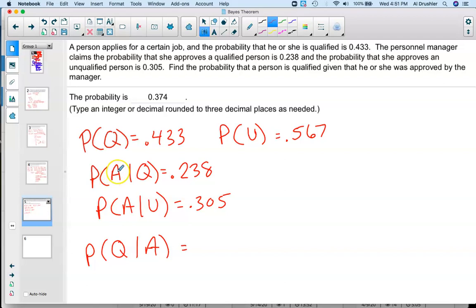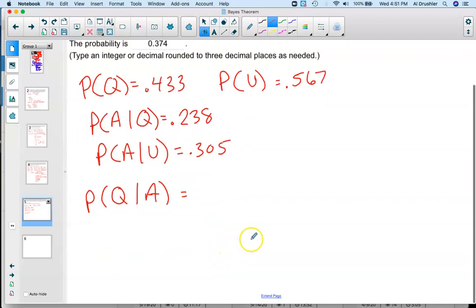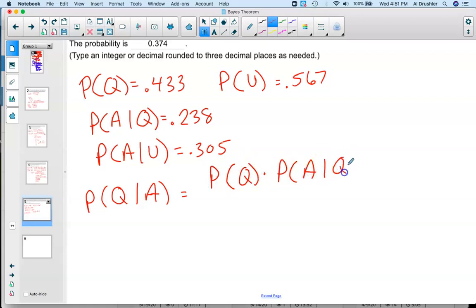All right, so people are approved whether they're qualified or unqualified apparently here. So there's our two different categories that we're going to use in our denominator, qualified and unqualified, and they're up here too. We know probability of qualified and probability of unqualified. So those are the two different categories that approval is associated with. So this is going to be written out as probability of Q times the probability of A given Q.